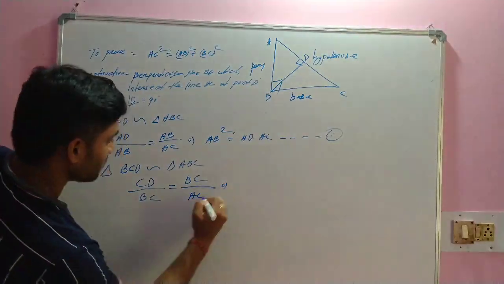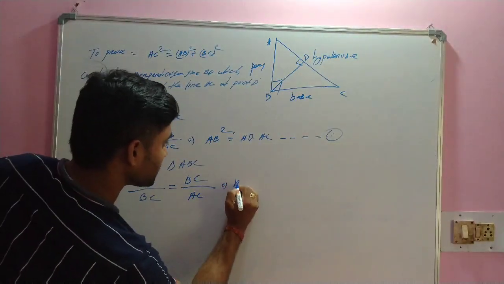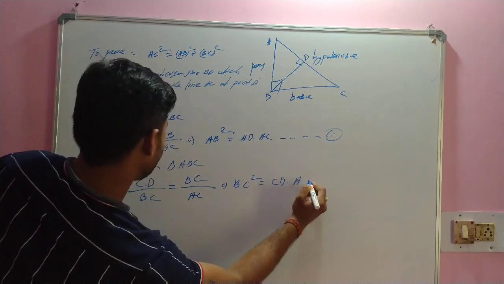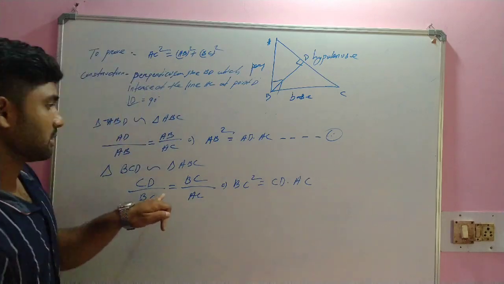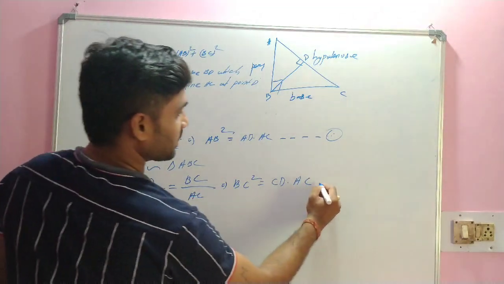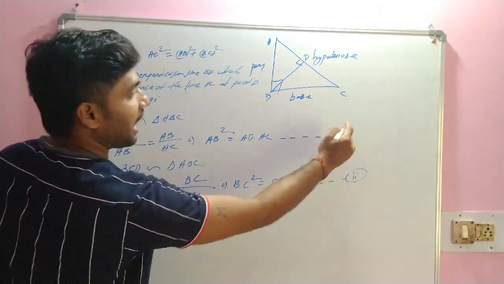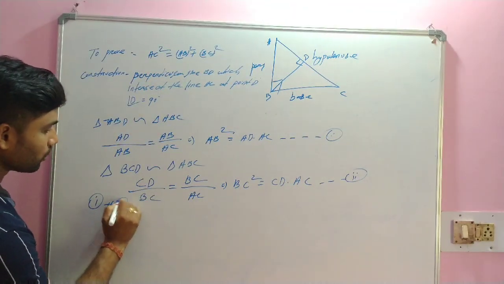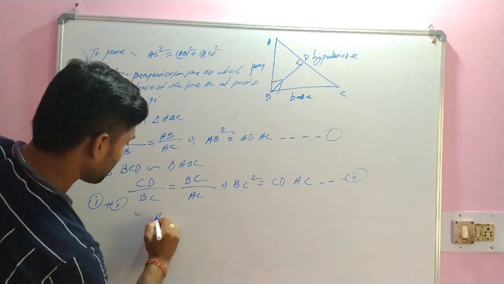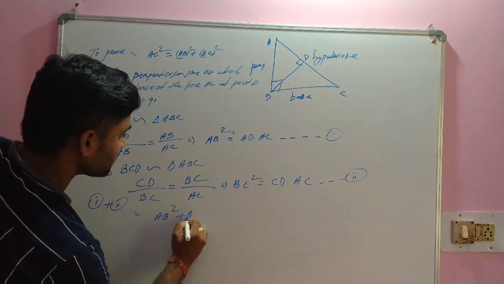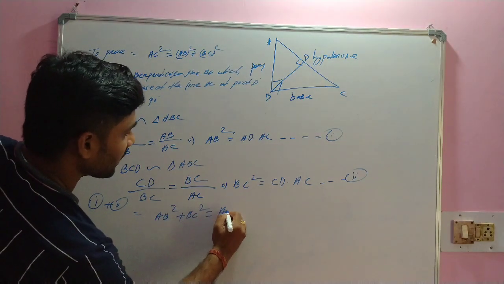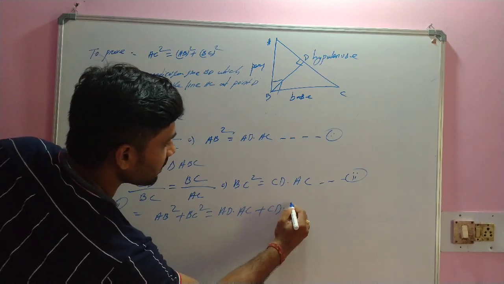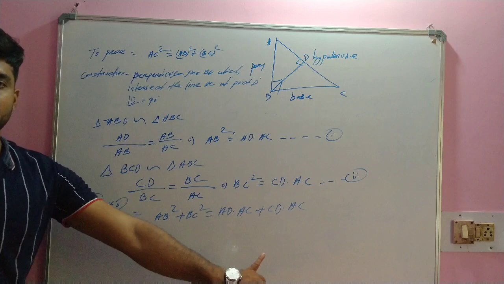This implies that BC square equals AC into CD. Equation 2. Then add equation 1 and 2. We get AB square plus BC square equal to AD into AC plus CD into AC.